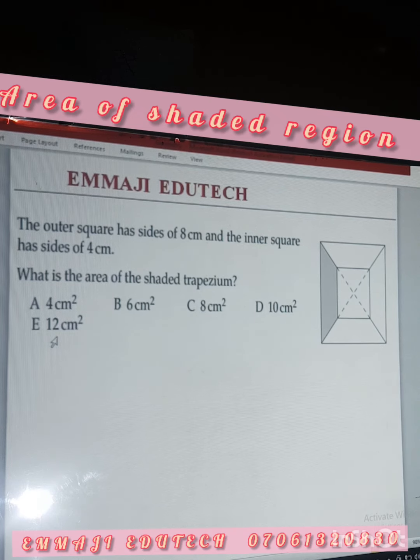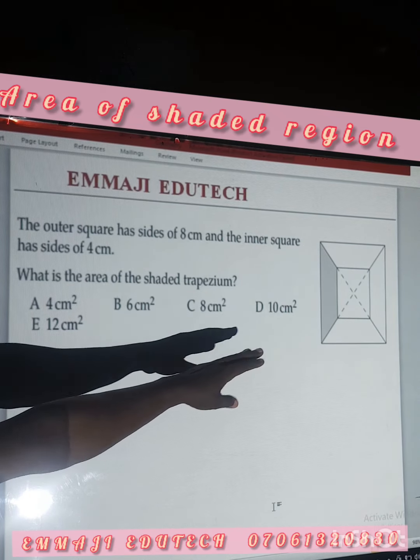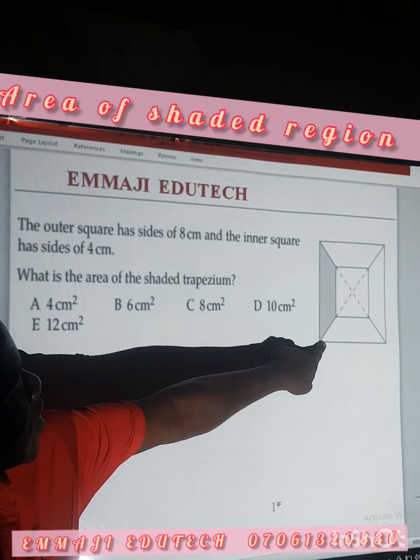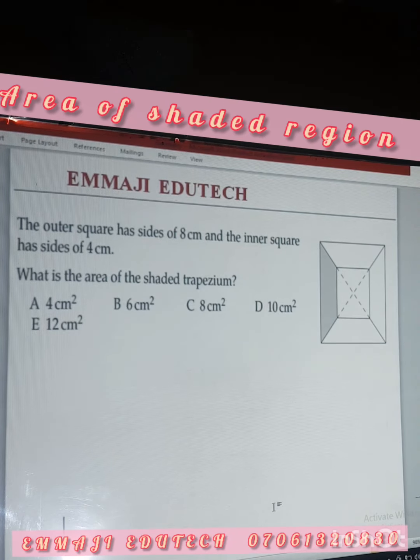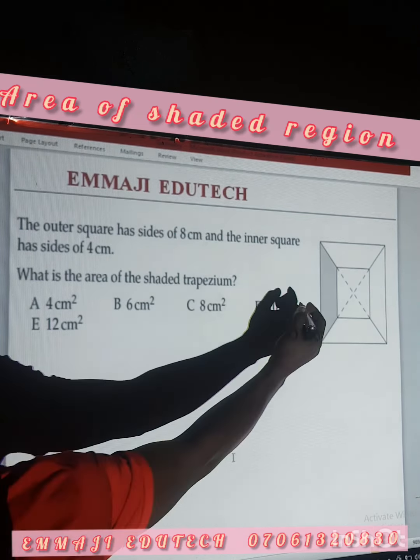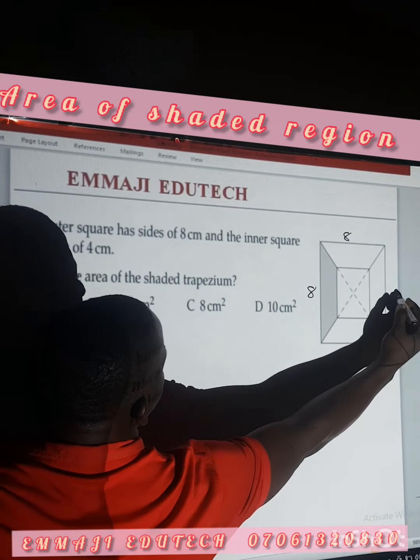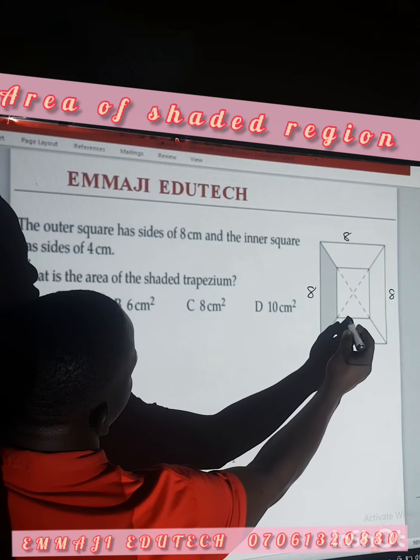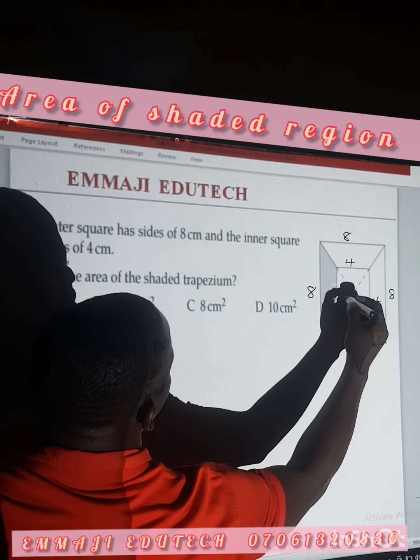Okay, when we look at the question, the figure we have, we will notice that we have a double square, this and the inner one, now with diagonal running across them. Now, you find that this part is shaded, so we are asked to get the area of the shaded part. So the outer square we are told is 8 cm. Then the inner square we have 4 cm. Here is 4, here is 4, here is 4, here is 4.